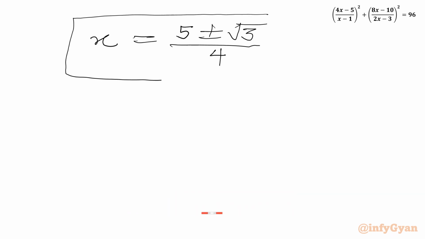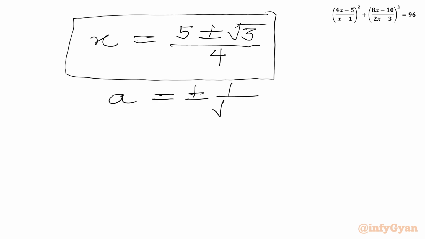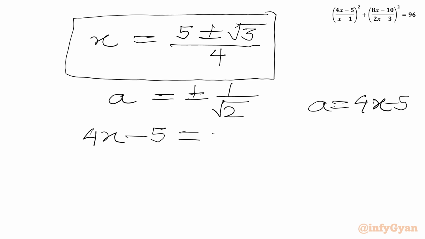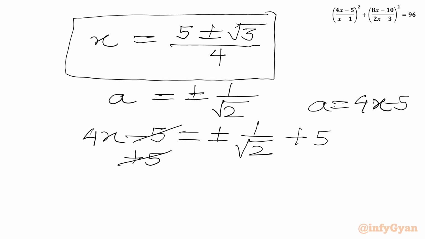Now we will consider our second equation. Here a was plus minus 1 over root 2. Now a was our substitution, 4x minus 5. So I will write here 4x minus 5 equal to plus minus 1 over root 2. Now I will add 5 to both sides. Plus and minus 5 will be cancelled out. We will get 4x equal to 5 plus minus 1 over square root 2.